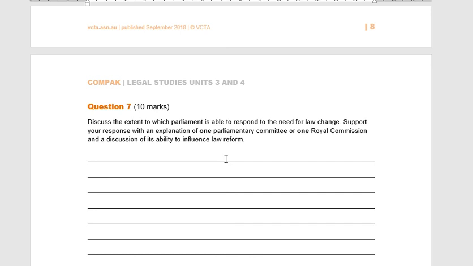And then I need to discuss the extent to which Parliament is able to respond to the need for law change. I guess there's, again, 2 parts to this question. Probably half of it is the first sentence. So I need to discuss how Parliament can respond to the need for law change. And then in the second part, of course, using the example of the Aged Care Royal Commission, discuss that commission's ability to influence law reform. So those are the 2 parts to that question. Okay, I really need to hurry up so I can use the best of my reading time.